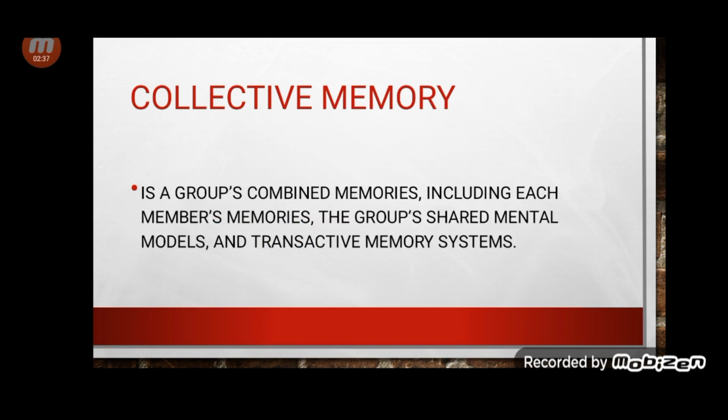Collective memory is a group's combined memories, including each member's memories, the group's shared mental models, and transactive memory systems, which means it is the shared reservoir of information held in the memories of two or more members of a group, and that makes the discussion effective in decision making.